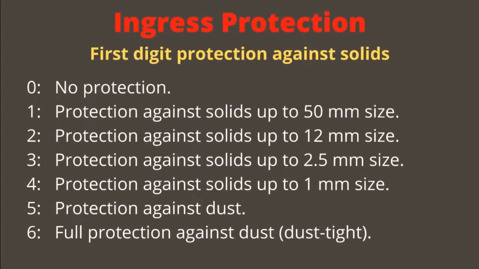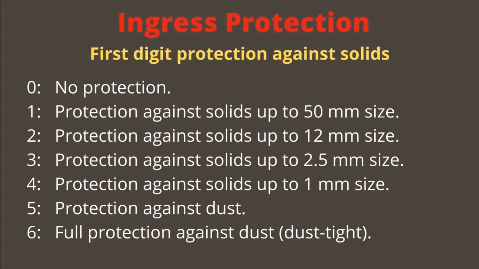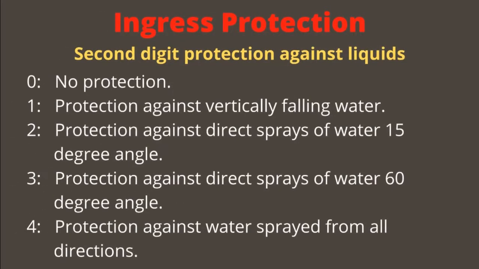The first digit of IP is protection against solids. 0. No protection. 1. Protection against solids up to 50 mm size. 2. Protection against solids up to 12 mm size. 3. Protection against solids up to 2.5 mm size. 4. Protection against solids up to 1 mm size. 5. Protection against dust. 6. Complete protection from dust.